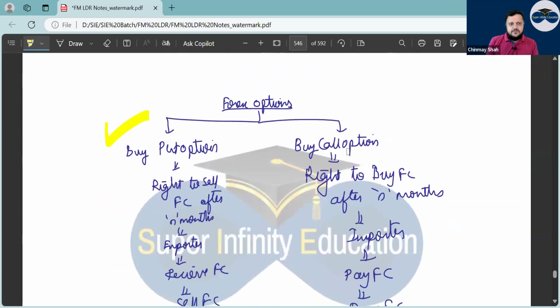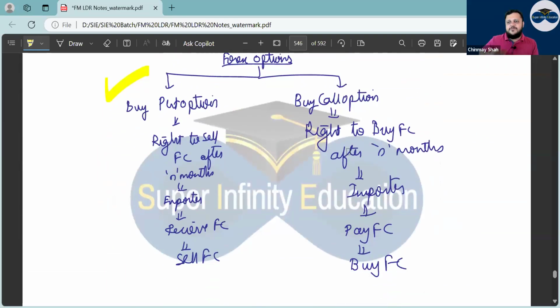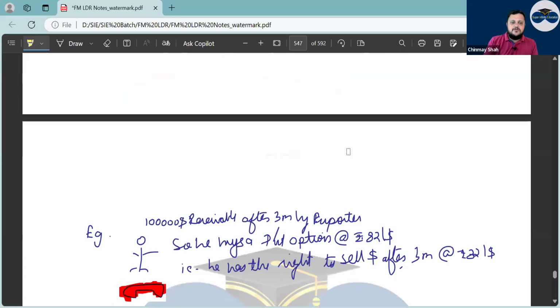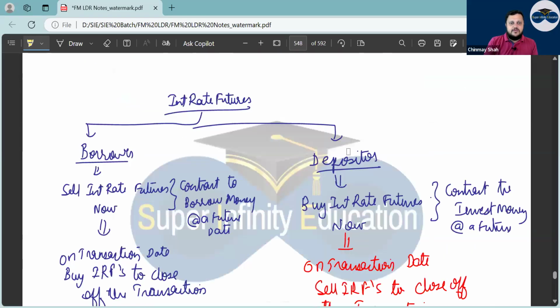It will be the forex option. Buy a put option, the right to sell foreign currency after some months. The exporter will use this. He will receive foreign currency and sell foreign currency. The importer pays foreign currency, so he buys foreign currency, so he will buy a call option. Put's direction is like this, so he is selling. Call's direction is like this, so he is buying. So put will always be the right to sell, call will always be the right to buy.